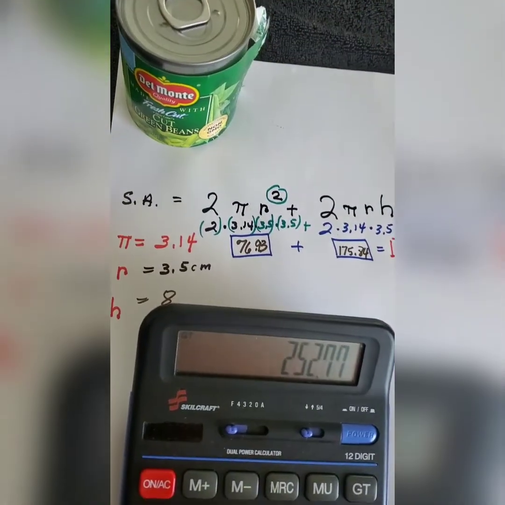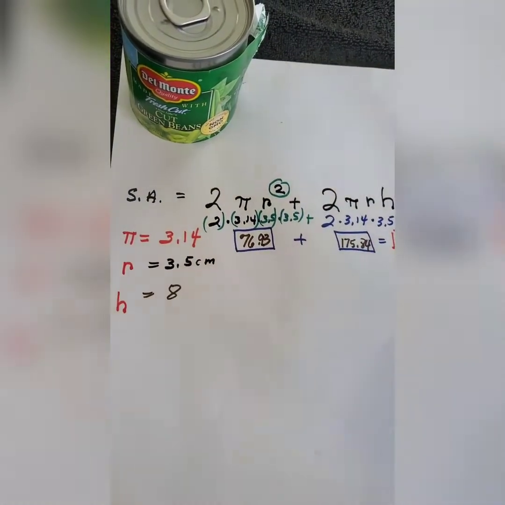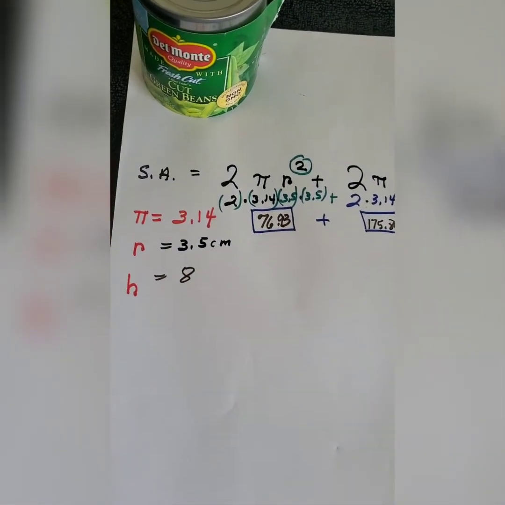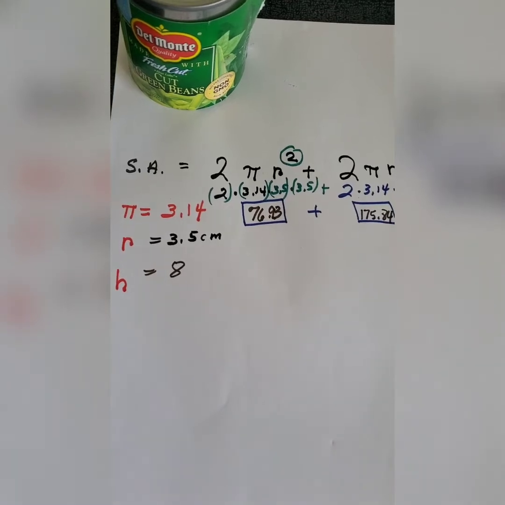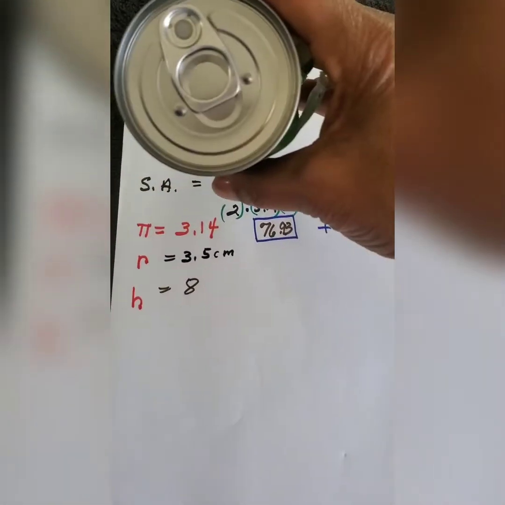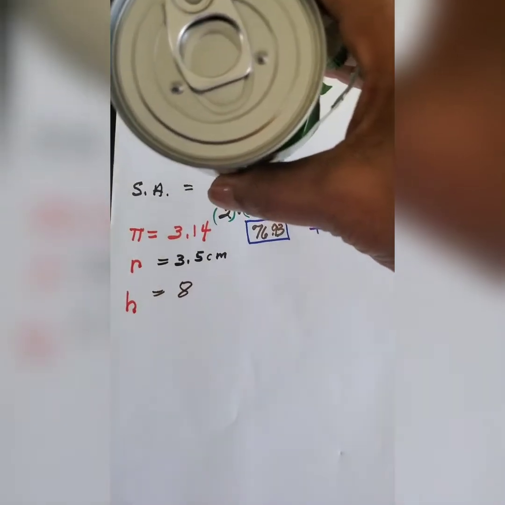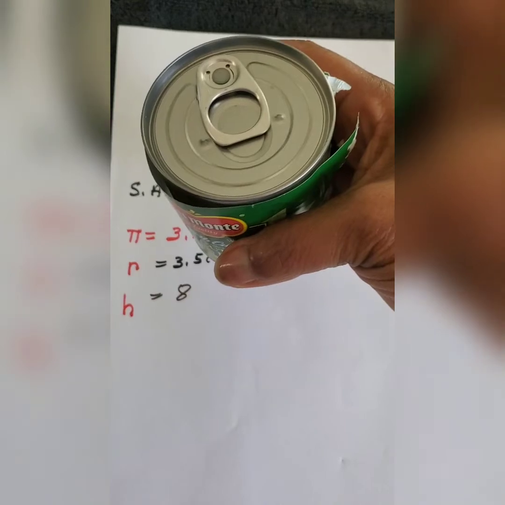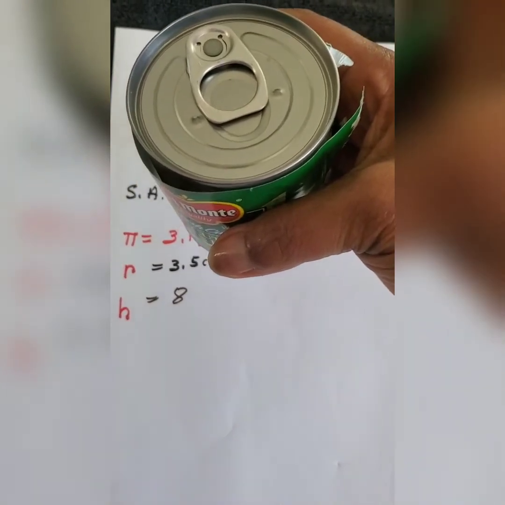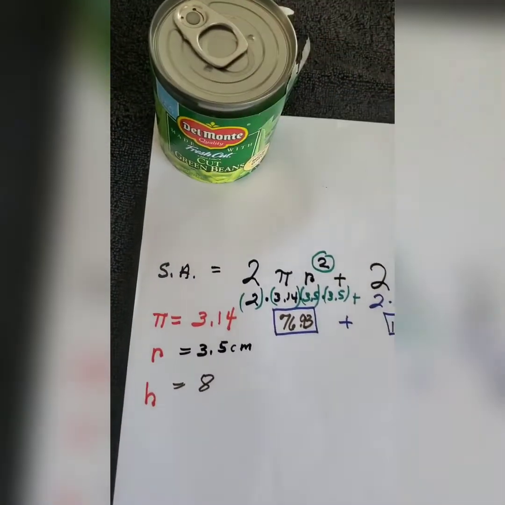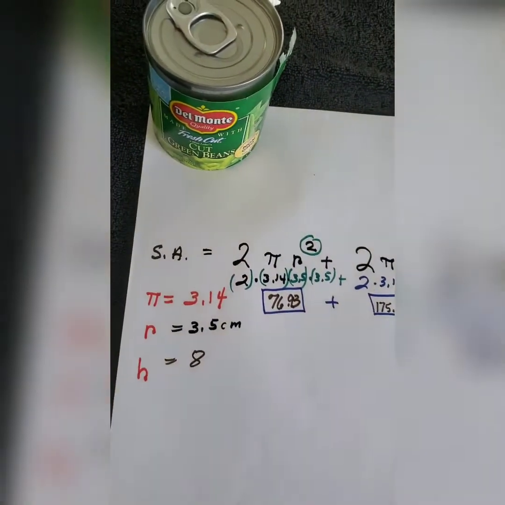Now we're going to move down here to the volume, okay? Volume is the amount of space that a substance occupies. How much space is in this can? We don't know that, but we're about to find out. We know inside is green beans, but we don't know how much space it would take. How much space do we need to put the green beans in the can, okay? So now we're going to find the volume, okay?